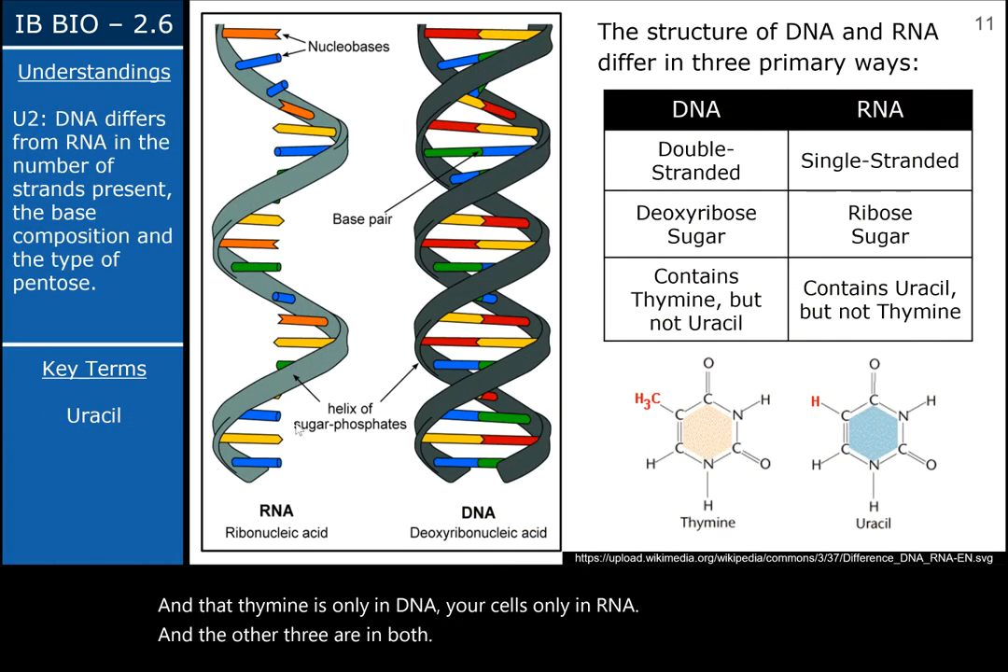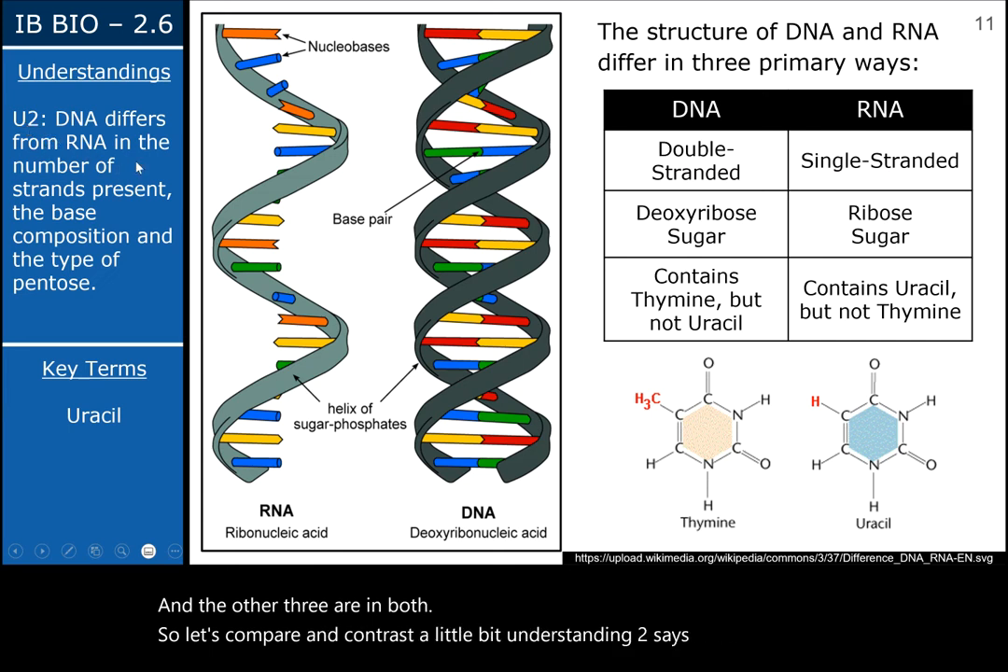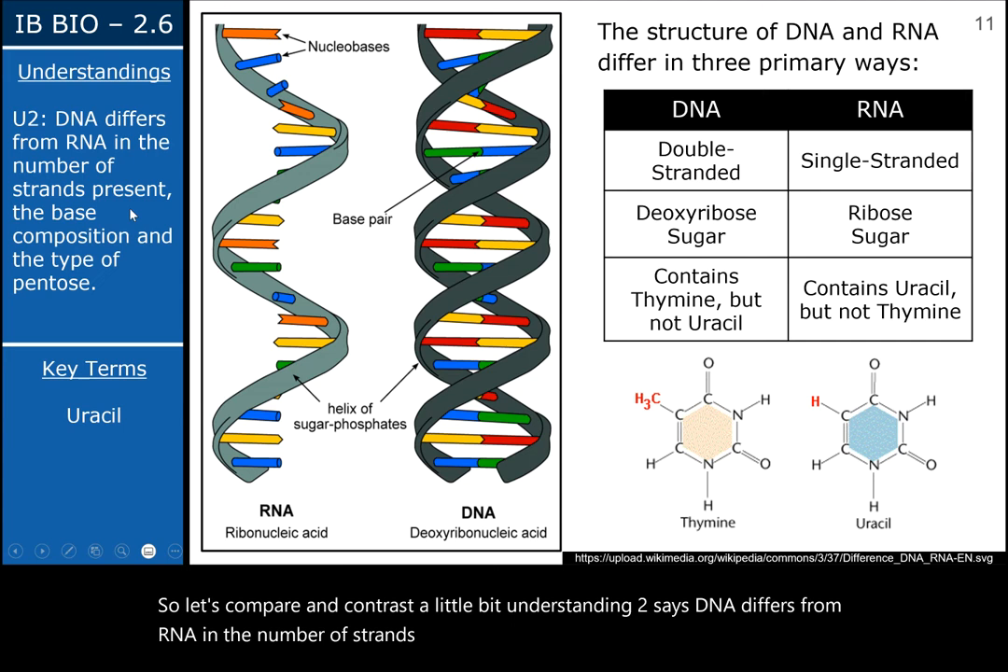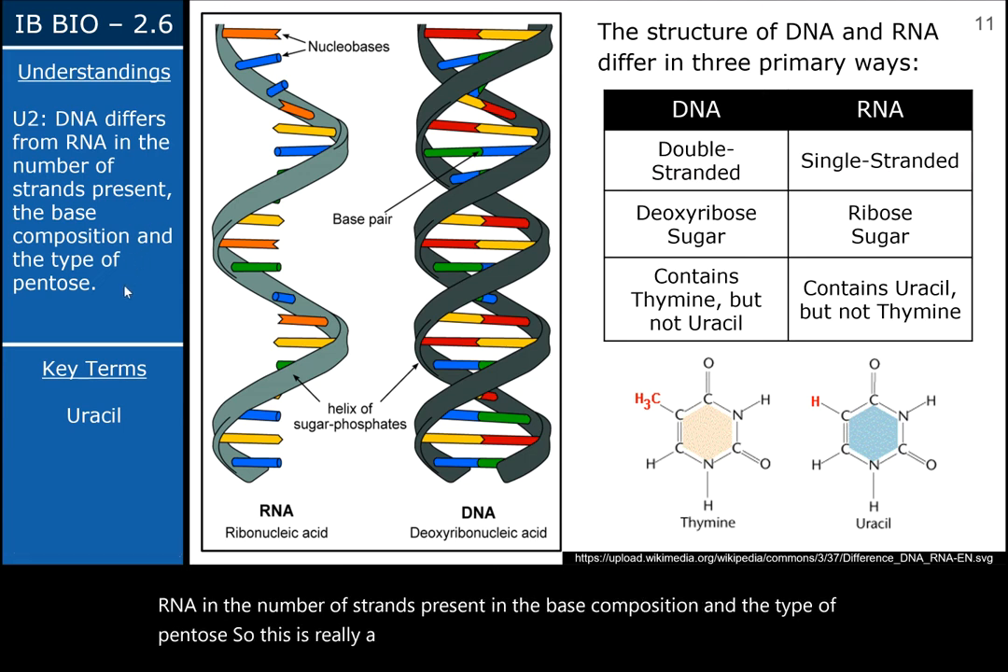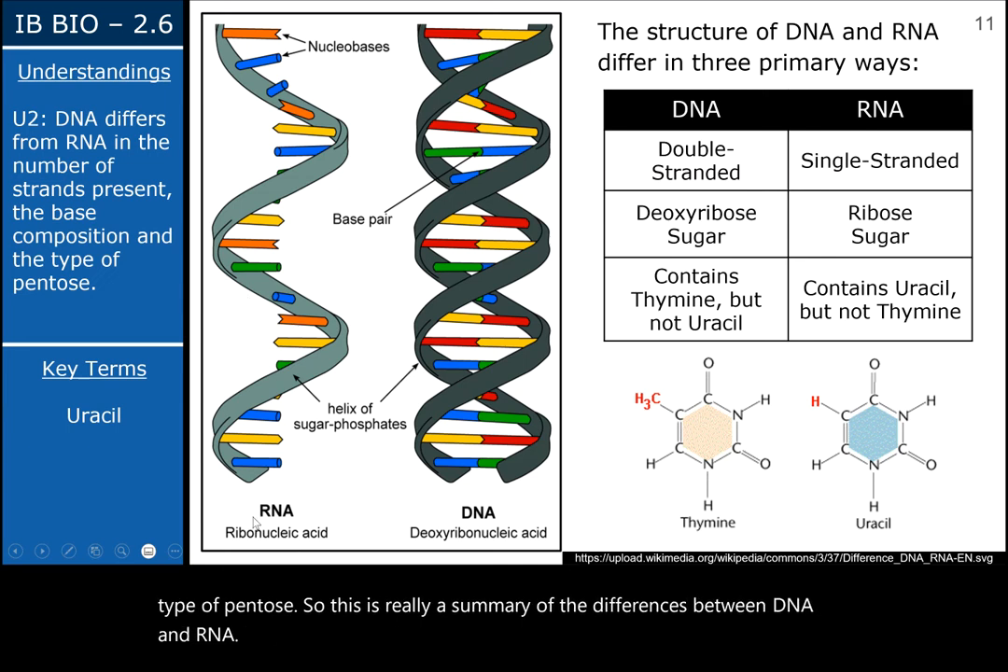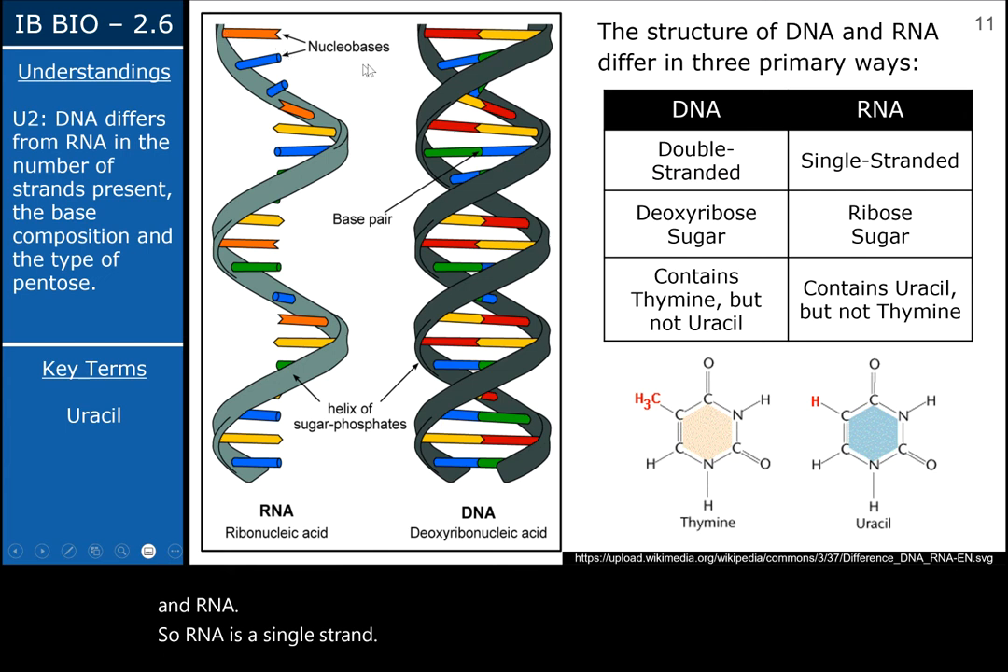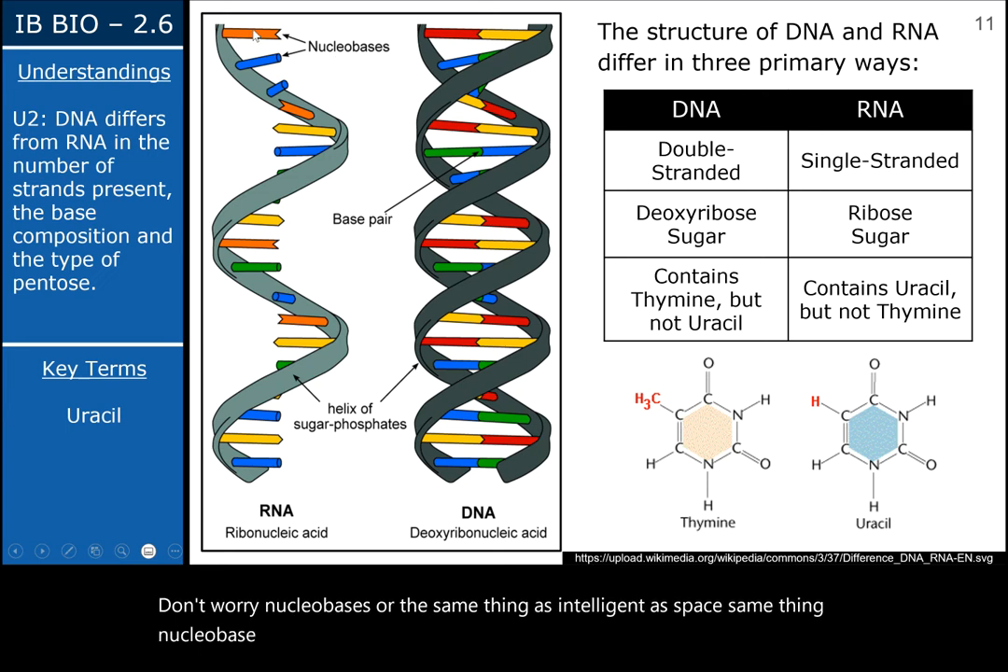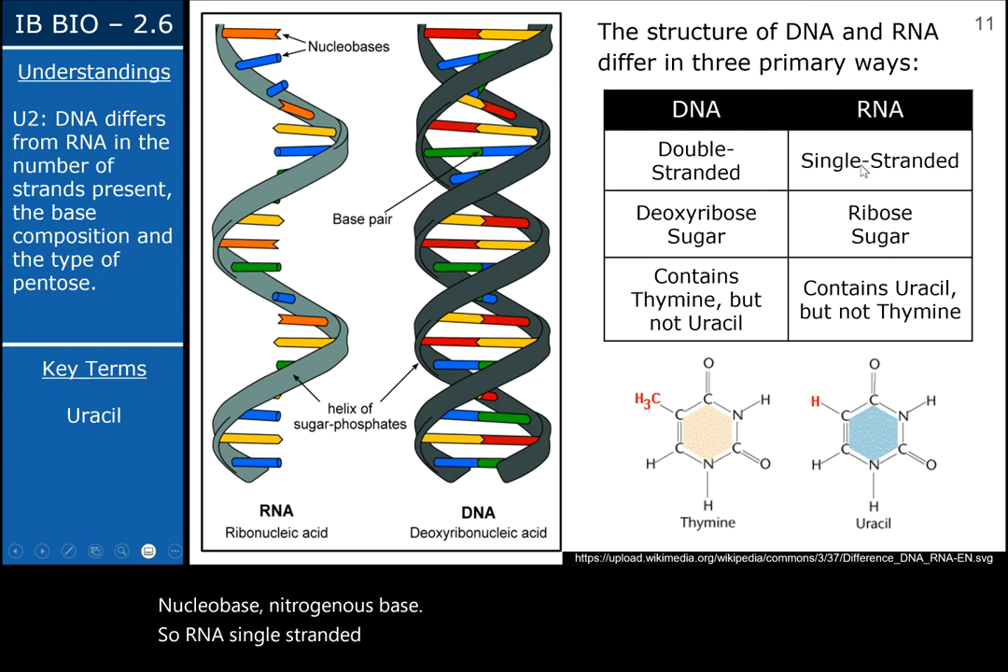So let's compare and contrast a little bit. Understanding number 2 says DNA differs from RNA in the number of strands present and the base composition and the type of pentose. So this is really a summary of the differences between DNA and RNA. So RNA is a single strand. Don't worry, nucleobases are the same thing as nitrogenous base. Same thing. Nucleobase, nitrogenous base. So RNA, single-stranded, right? That's number 1. Whereas DNA is double-stranded.